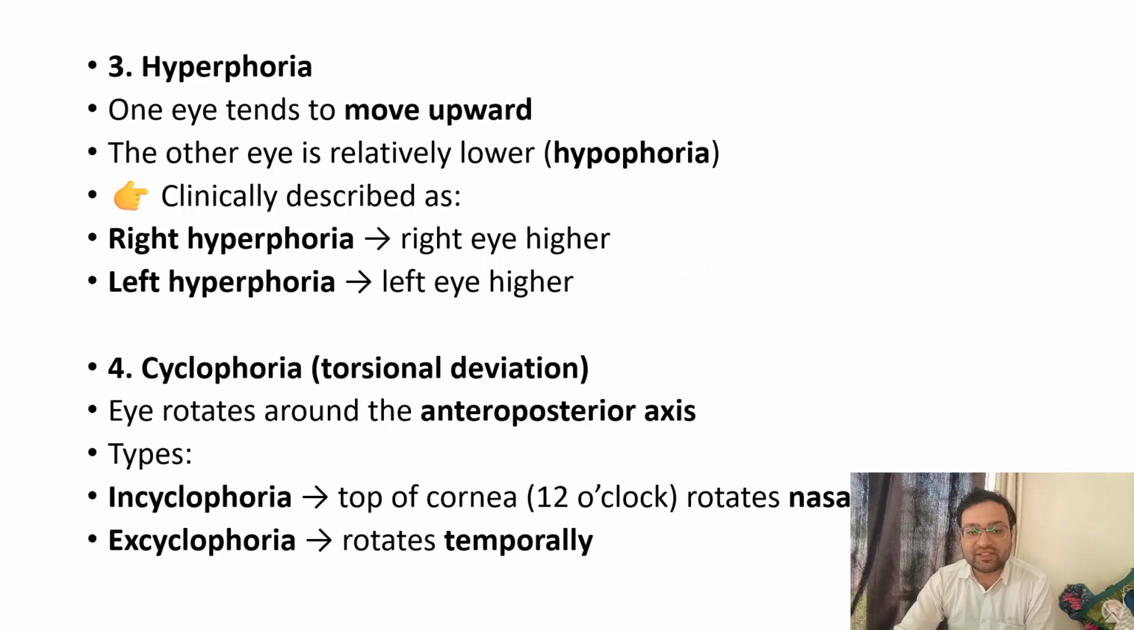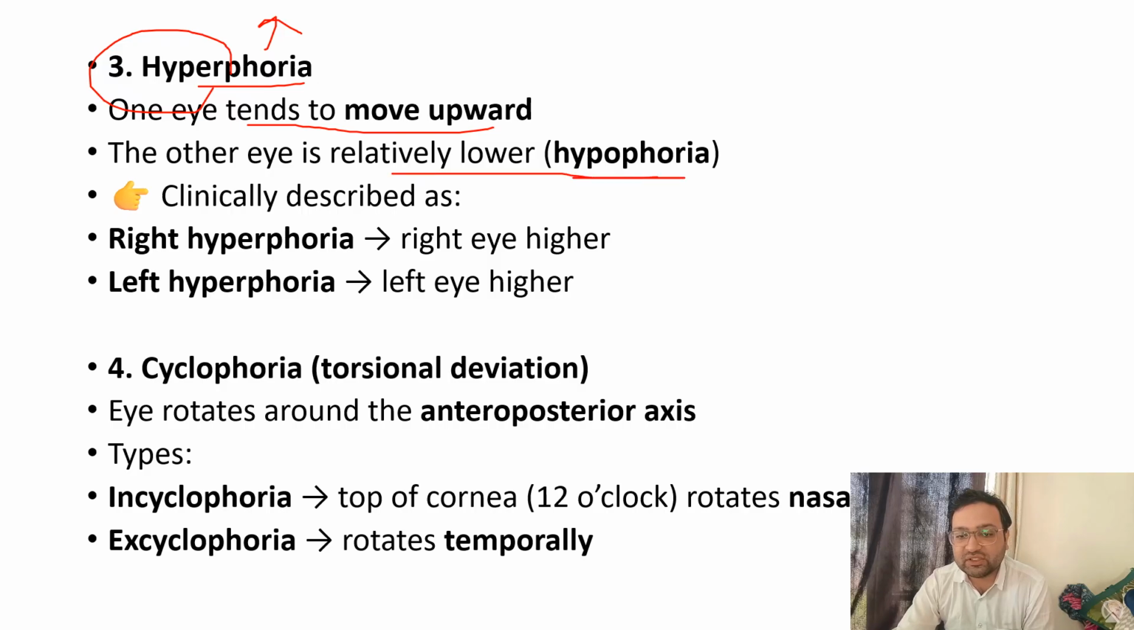Coming on to the next category, that is the hyperphoria. Hyper means up. So one eye tends to move upwards. The other eye is relatively lower, which is known as hypophoria. Clinically it is described as: if there is right hyperphoria, this means right eye is higher, and left hyperphoria means left eye is higher.